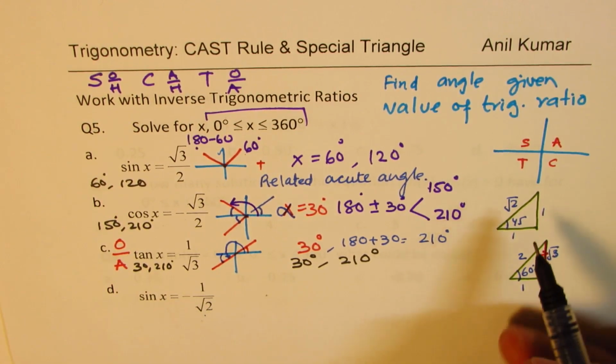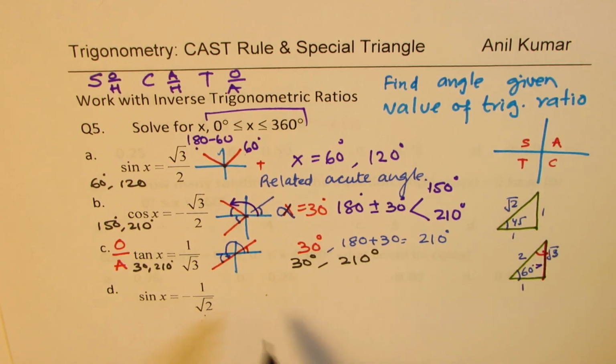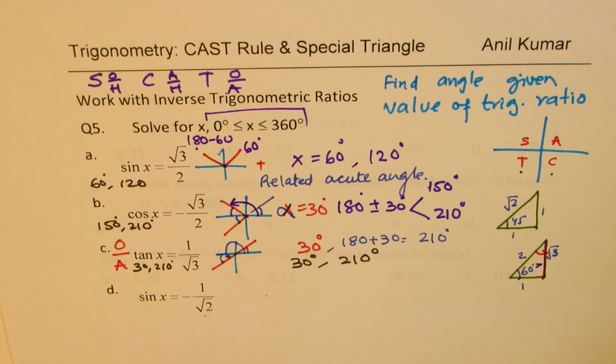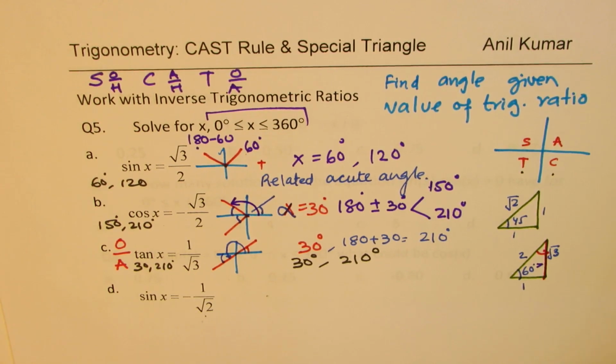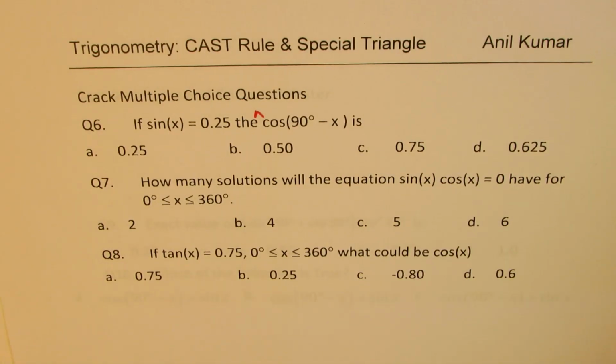1 over square root 2. You look into this triangle, 1 over square root 2. Minus means you look for solutions in these two quadrants. Report your angle: 180 plus and 360 minus the angle. Perfect. So now let's look into the multiple choice questions.